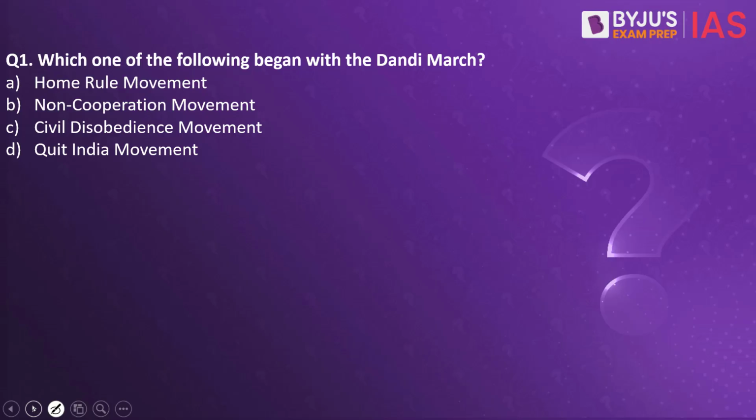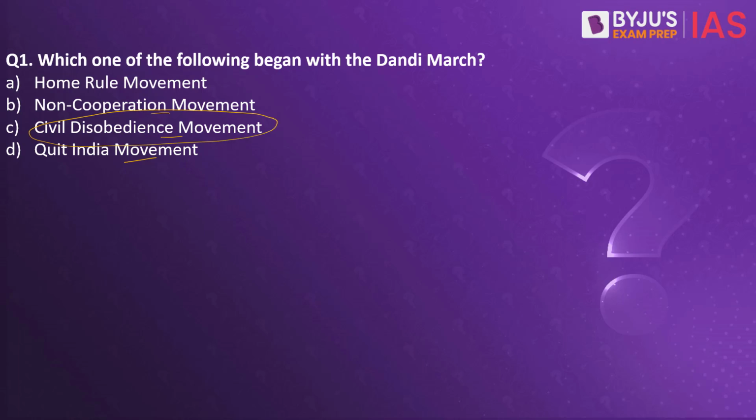Let's look into the first question. Which one of the following began with the Dandi March? Home Rule Movement, Non-Cooperation Movement, Civil Disobedience Movement, Quit India Movement. The answer to this is Civil Disobedience Movement.